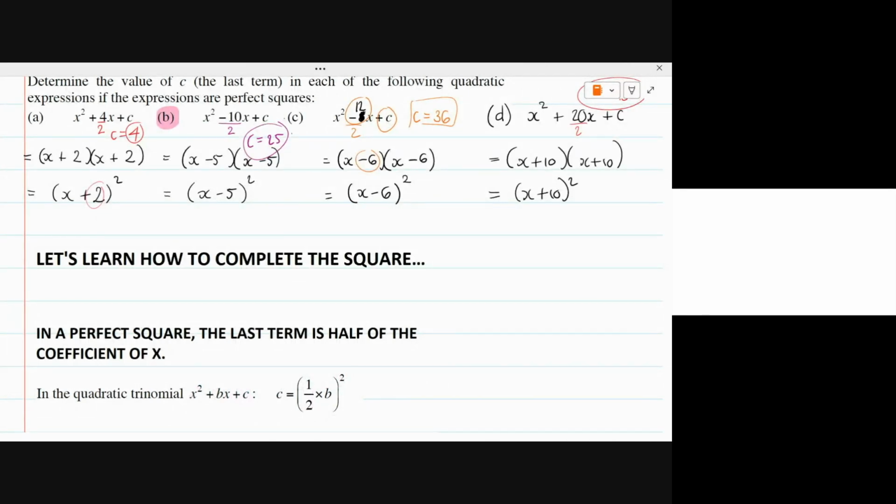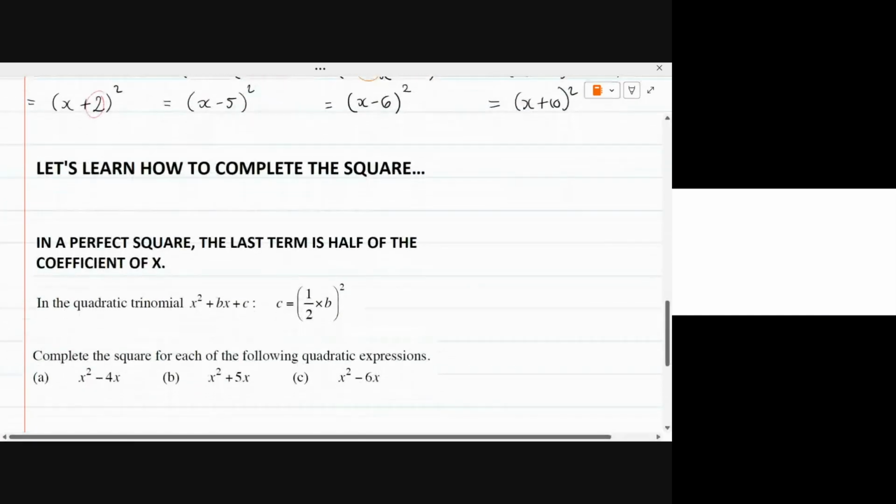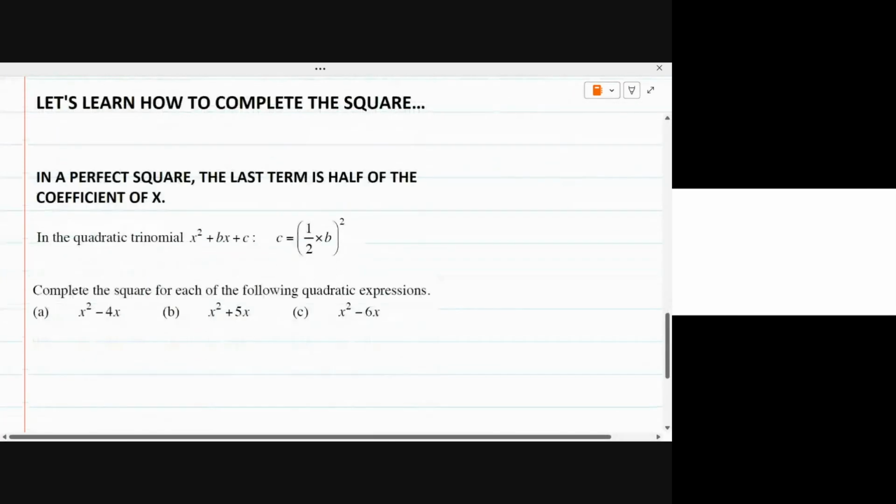Let's look at these questions here. Can you guys complete the square in these questions for me? I want you to note that they've given you the x squared value and the b value. What they want you to do is find the c value and write it as a perfect square. Write it as a perfect square.